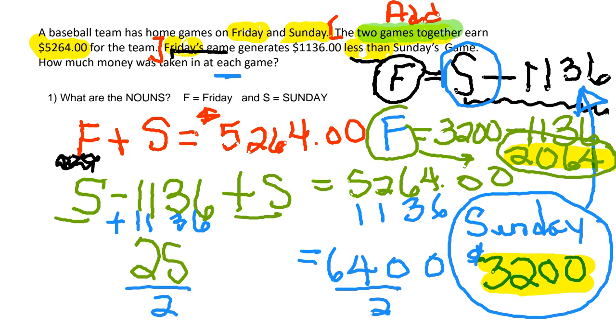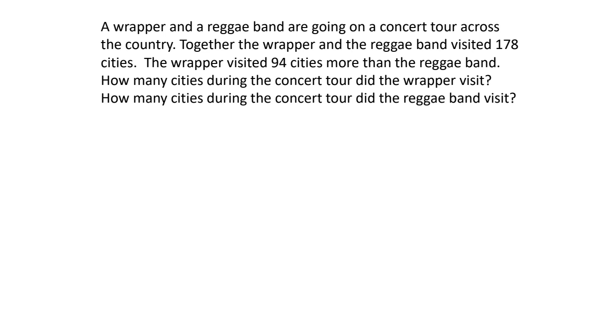Now, my last story problem. Okay. Now, again, we are using substitution, and we are going to look for nouns. A rapper and a reggae band. Those are our nouns, are going on a concert tour. Okay, here's another math word. Together.